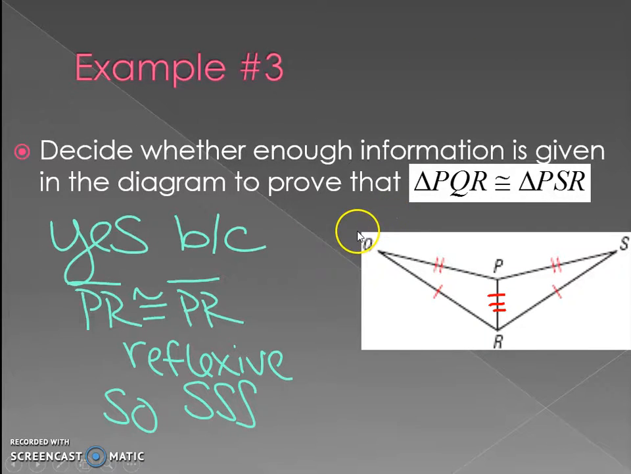Example 3. Decide whether enough information is given in the diagram to prove that this triangle is congruent to this triangle. So here you have sides, and this one they share a side. So because of the reflexive property, side PR is equal to side PR. Like this side, for this triangle, they both have side PR. Because of reflexive, you can use the SSS postulate, side, side, side postulate, and these two triangles can be proven to be congruent to each other. So you have to write yes, and you have to write reflexive and side, side, side.